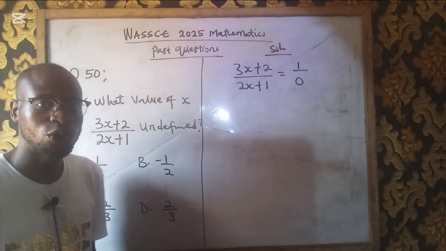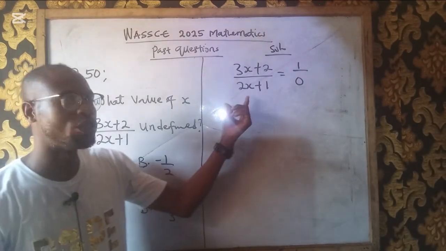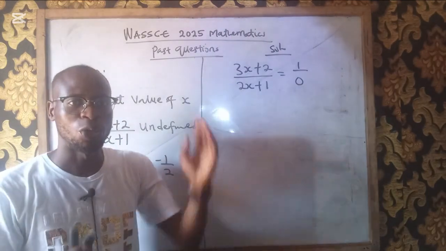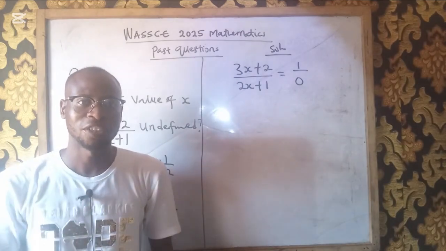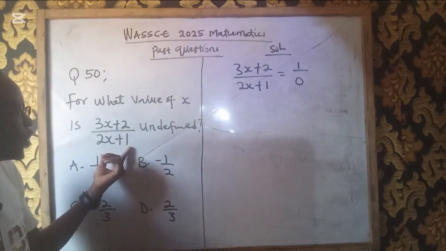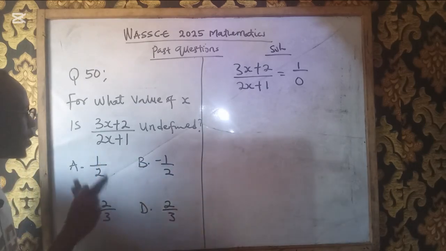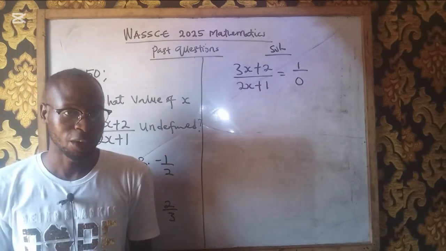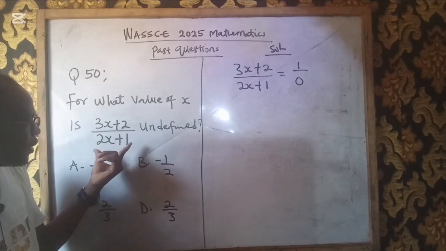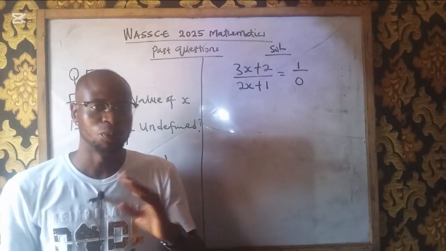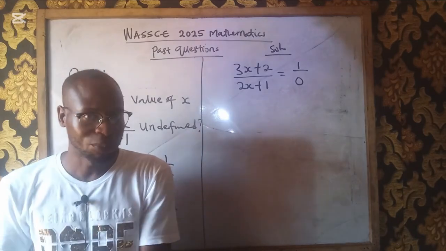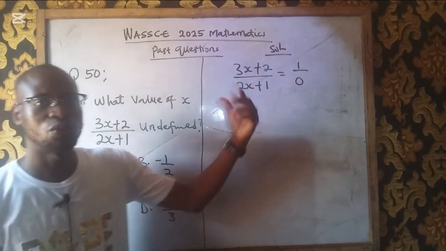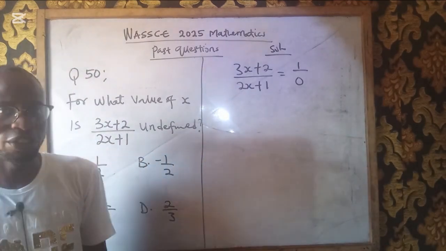What you need basically is just the denominator, and equate it to 0. You have no business with the numerator. When you have division by 0 under an undefined expression, and they say you should find the value of x, you just equate the denominator to 0. I repeat, in this case, you have no business with the numerator. You only have business with the denominator, because that is what makes it undefined.